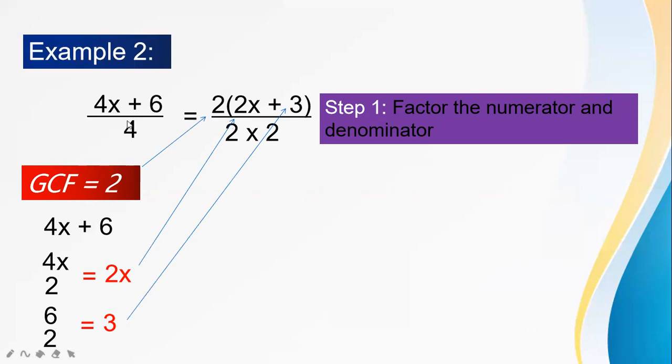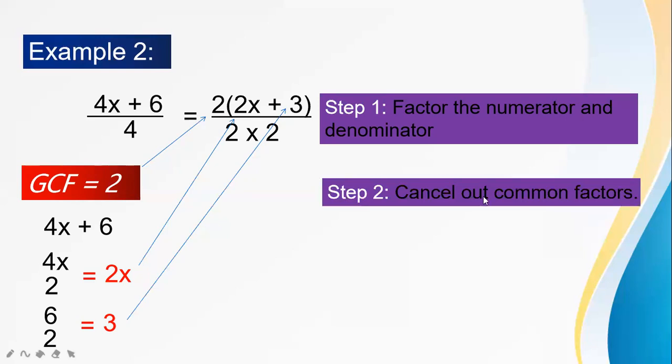And then factors of 4, we have 2 times 2 is 4. And therefore, factors of 4 is 2 times 2. Then we have the second step, cancel out the common factor. Then we cancel 2 and 2, cancel out common factors.